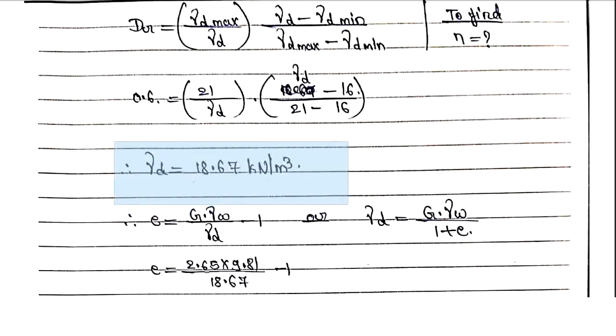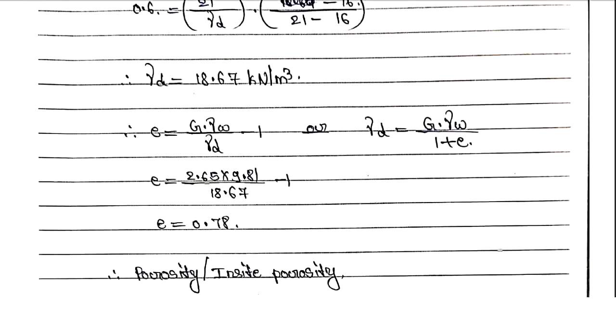By using this dry density and the formula I can find the value of e. Dry density is equal to G into γw divided by 1 plus e. Rearranging the formula, e is equal to G into γw divided by γd minus 1. So e is equal to 2.65 into 9.81, where 2.65 is the specific gravity they have given and γw is 9.81, divided by 18.67, minus 1. That gives e is equal to 0.78.